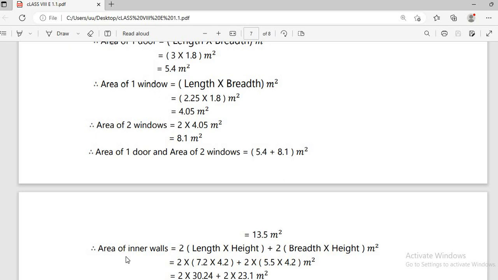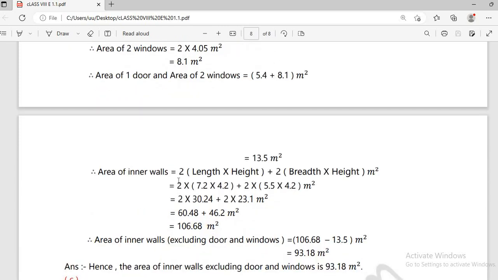And then the area of the inner wall, now the formula is 2 into length into height plus 2 into breadth into height in meter square. That is 2 into 7.2 into 4.2 plus 2 into 5.5 into 4.2. That is 2 into 30.24 plus 2 into 23.1. Multiplying, we have 60.48 plus 46.2 meter square is equal to 106.68 meter square.